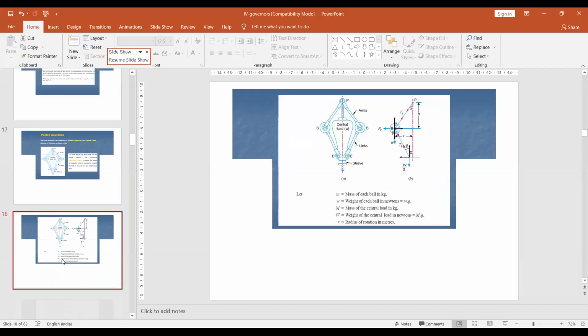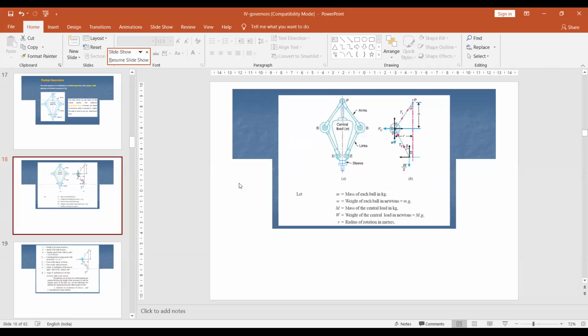Now going to the derivation part. Before that, we will observe the diagram, which is very important from the diagram point of view and for some notations. Small m is the mass of the fly balls, and small w is the weight of each ball. Capital M is the mass of the central load, which is newly added here, and capital W is the weight of the central load. Small r is the radius of rotation in meters. This is figure A.